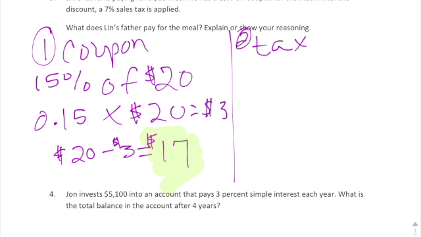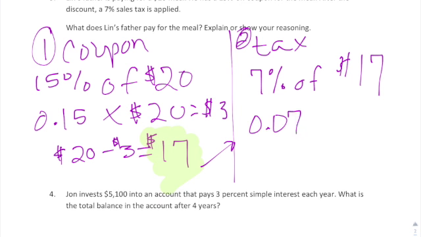Tax is going to make it go up, right? So the coupon made it go down. Yep, that's less than 20. And now we need to make it go up. So it's going to be more than 17. So now I want to find 7% of my new price, which is $17. Okay, again, turn this into a decimal, 0.07, multiply by $17.